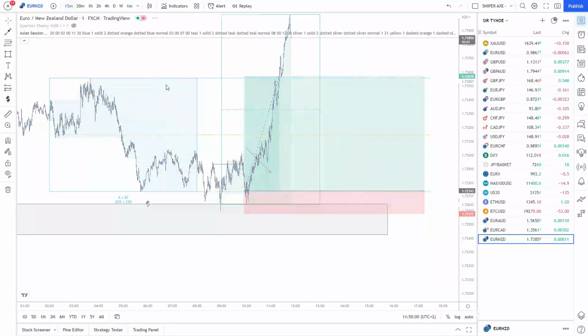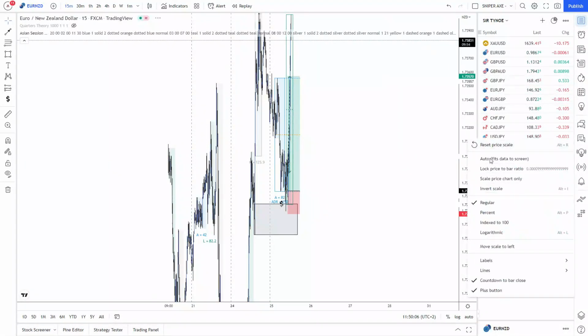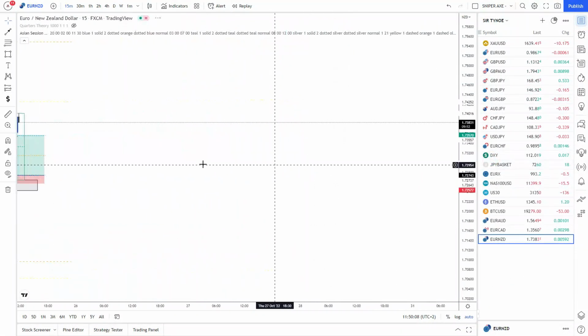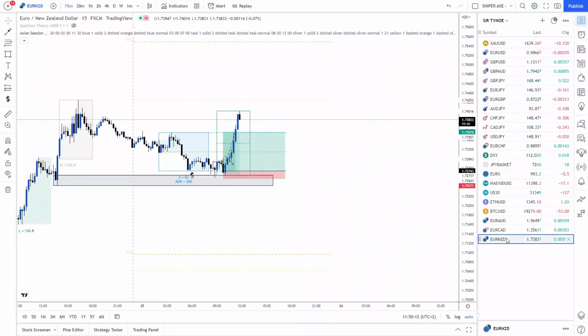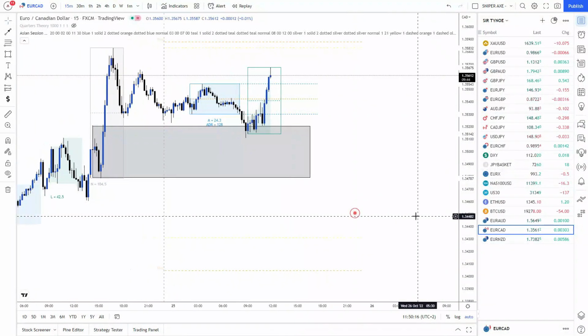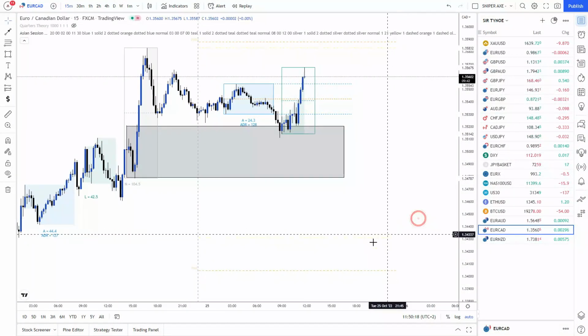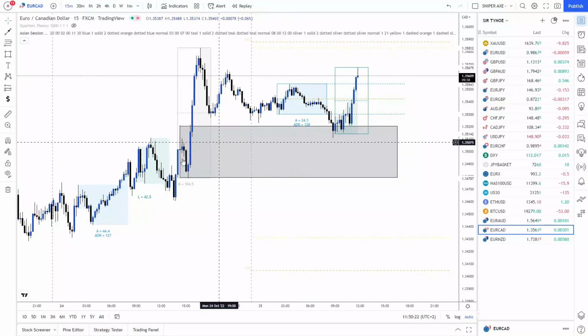So let's go to other examples that we have in our charts. So this was Euro NZD. Maybe I'll explain one more. Let's go to Euro CAD or Euro AUD. Exactly, this is what we had. So this is Euro CAD. This is the structure that we had.